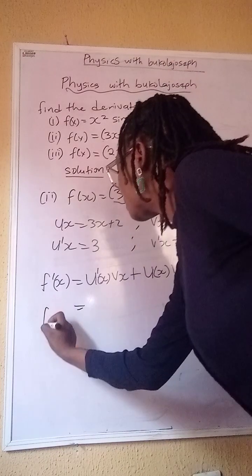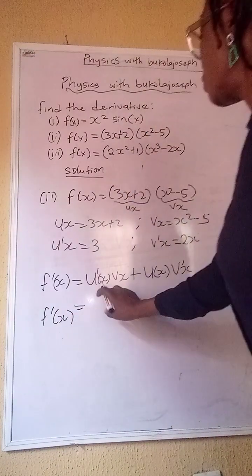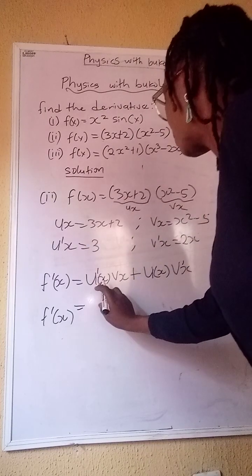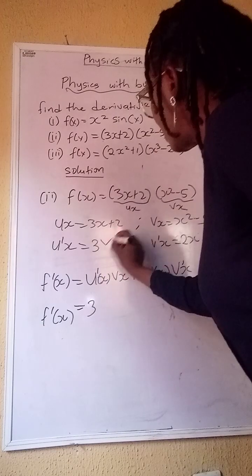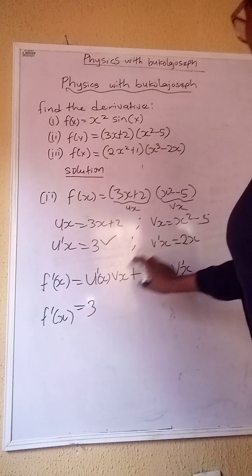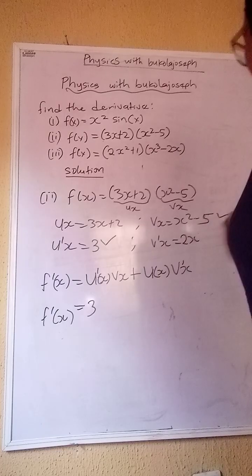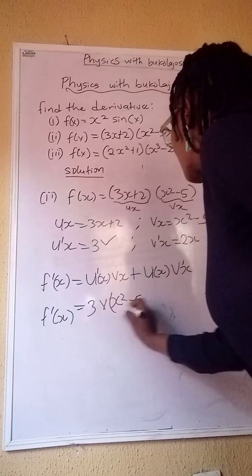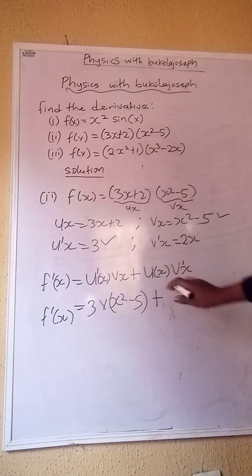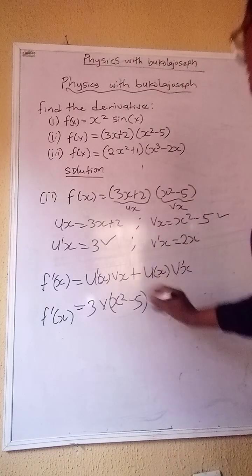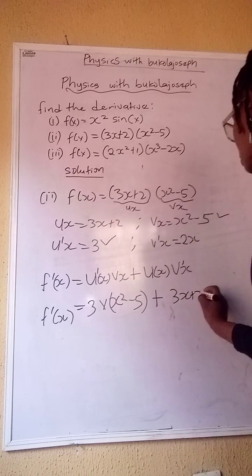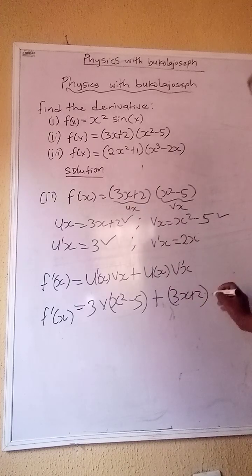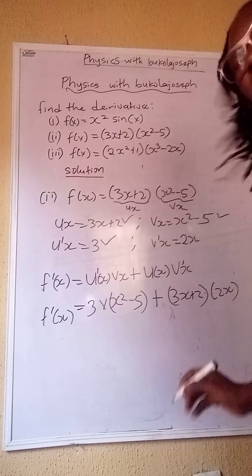Now let's substitute. So if we substitute, what is our u prime x? u prime x is 3. Please tick if you have used it. Then what is v(x)? v(x) is this, x squared minus 5, times x squared. So we have plus. We have used it. Then u(x) is 3x plus 2. Let's put it in bracket. Then times, we have used this. Then with this, we have 2x, right? Can you see what I'm doing?